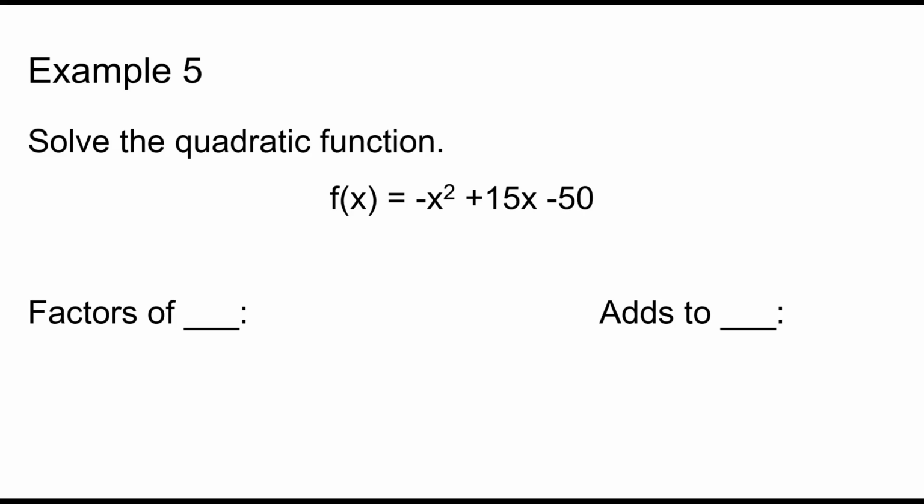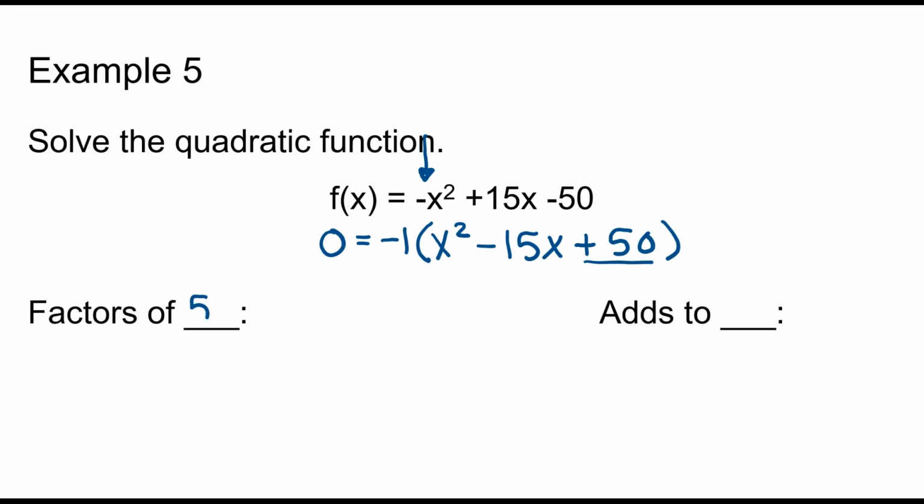So what happens when we have a negative out front? Remember, it has to be a trinomial with a leading coefficient of positive 1. Well, we can factor out the negative. So that means we're going to change every sign inside of this equation. And then from here, we're going to say, well, factors of the last that add to the middle.